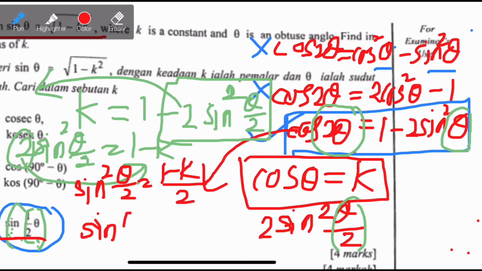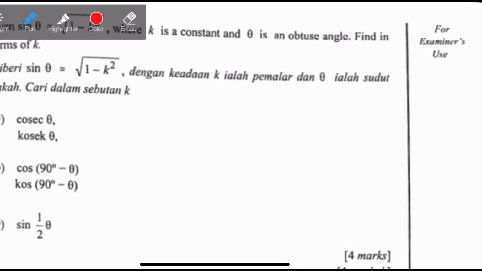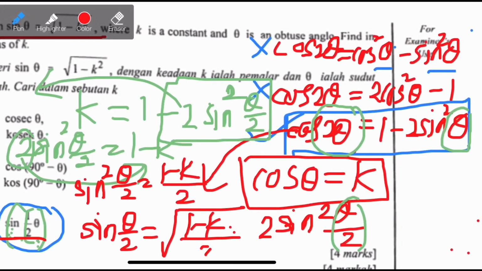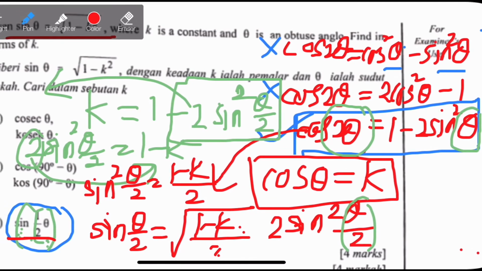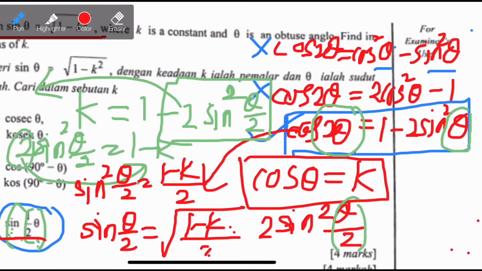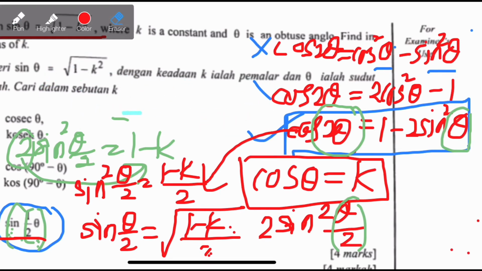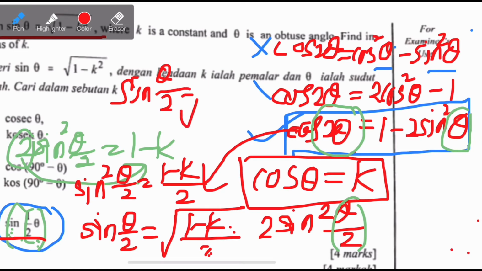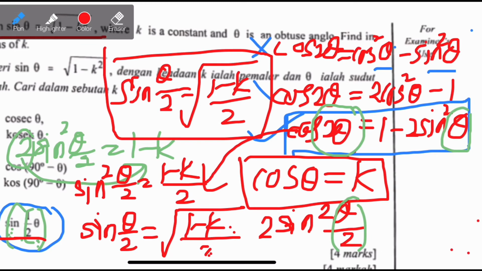Because the question doesn't show the square, the question wants you to square root the sine square half theta. So you make it square root. That means sine theta over 2 is the square root of 1 minus k over 2. Okay, let me show you. The sine theta over 2 is equal to the square root of 1 minus k over 2. That is the final answer.